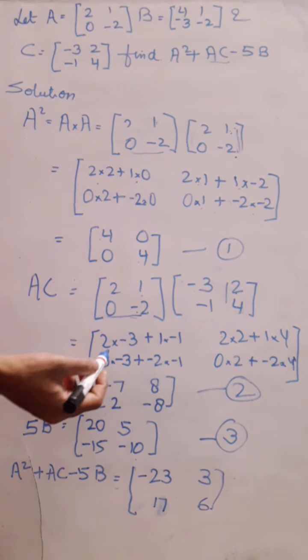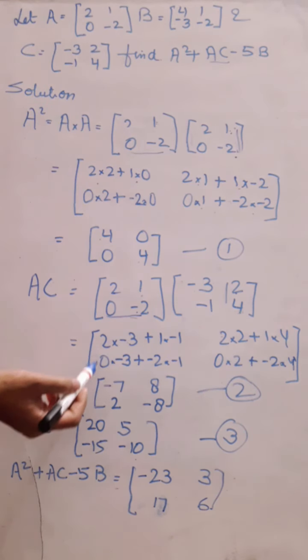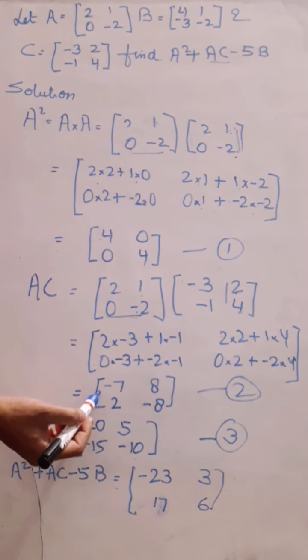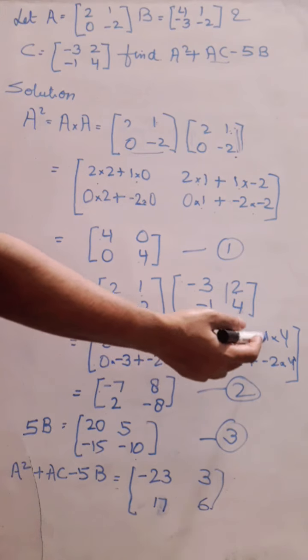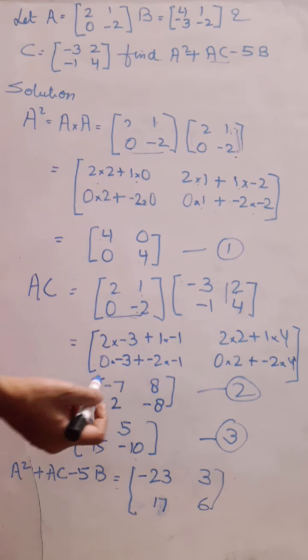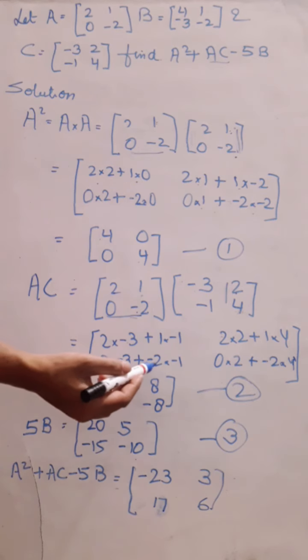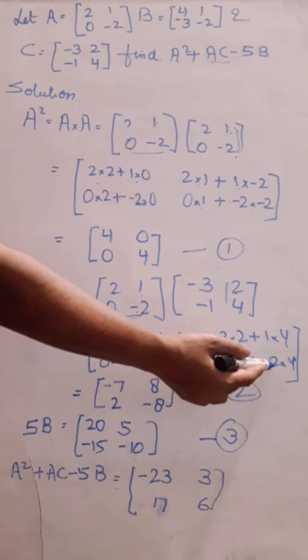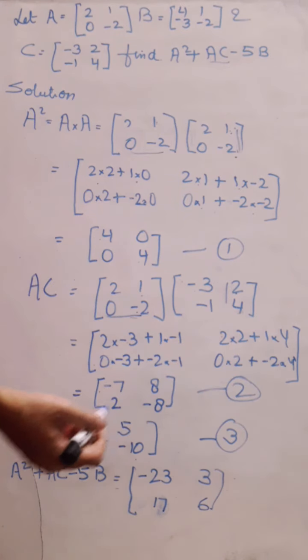So now here 2 times minus 3 is minus 6 and from here you will get minus 1, so minus 7. 2 times 2 is 4, 1 times 4 is 4. So 4 plus 4 is 8. Now this will become 0 and minus 2 times minus 1 is 2. This will become 0 and minus 2 times 4 is minus 8.